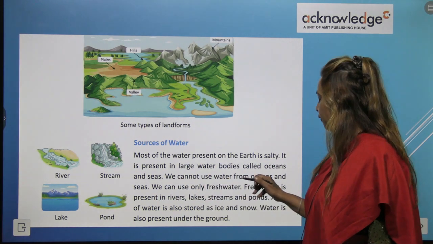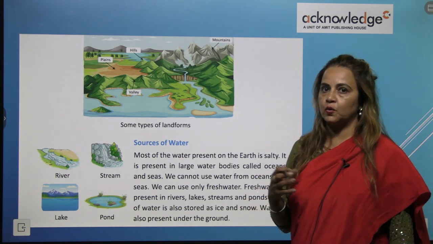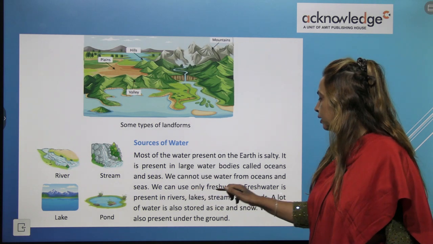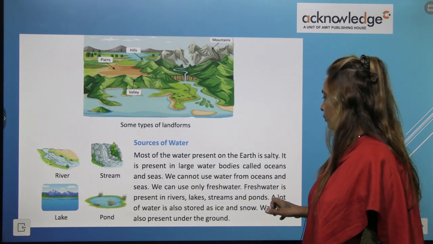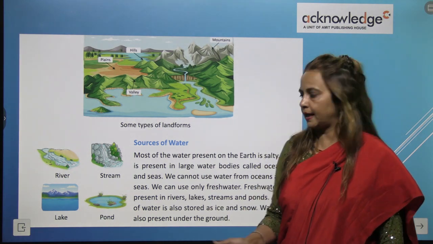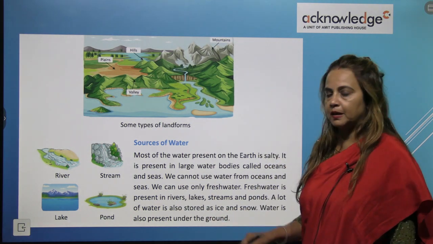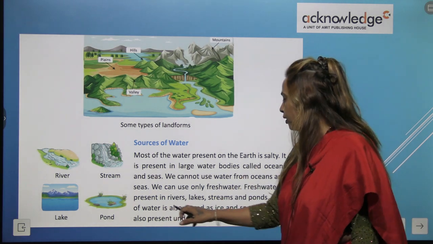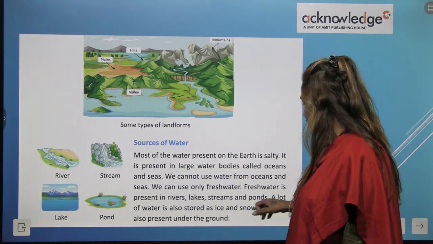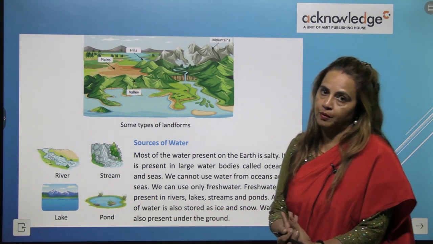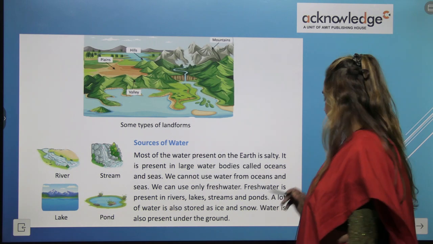We cannot use water from oceans and seas. हम use नहीं कर सकते समुद्र और नदियों का पानी. We can use only fresh water. Fresh water is present in rivers. और जो साफ पानी हमें कहाँ मिलता है? Rivers में, lakes में, झरनों में and तालाबों, ponds. A lot of water is also stored as ice and snow. Water is also present under the ground. Under the ground में भी हमें पानी मिलता है.